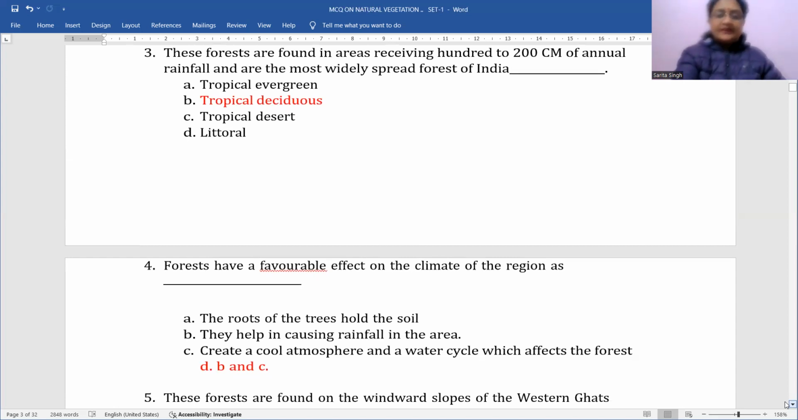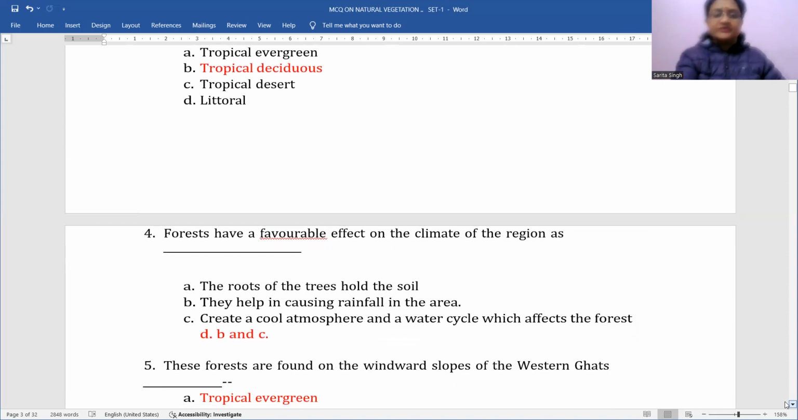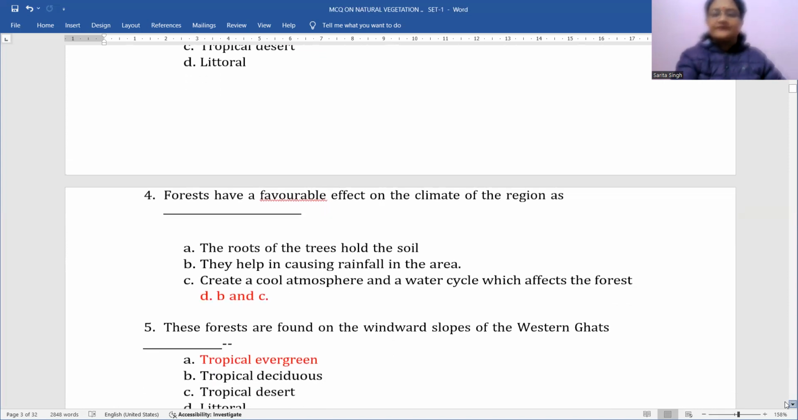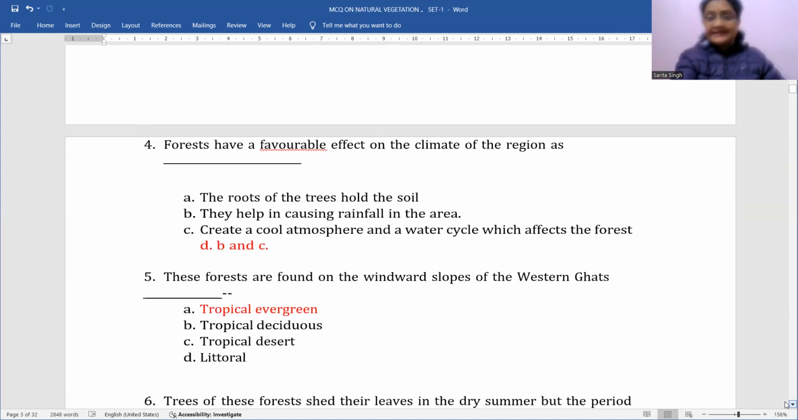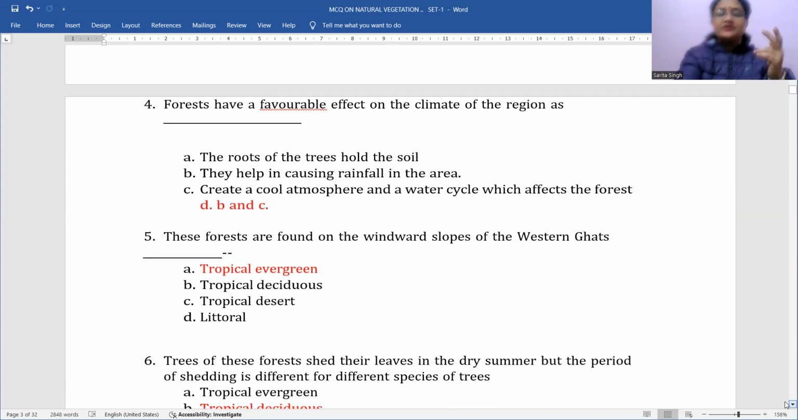Okay, अच्छा, fourth question है बच्चों, forests have a favorable effect on the climate of the region as, इसका क्या आंसर हो सकता है? नंबर 1 इसमें ऑप्शन दिया हुआ है, the roots of the trees hold the soil. Number 2, they help in causing rainfall in the area. Number 3, create a cool atmosphere and a water cycle which affects the forest. And number D is B and C. Yes, it is 100% B and C. That is, D option is correct.